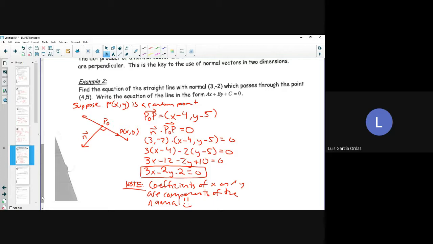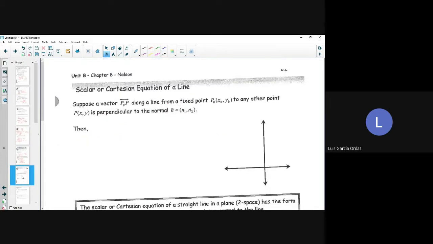So now with that said, let's go on to examples 2 and 3.